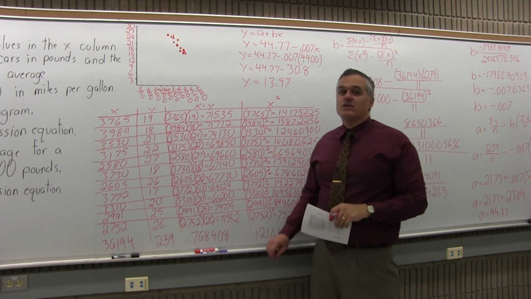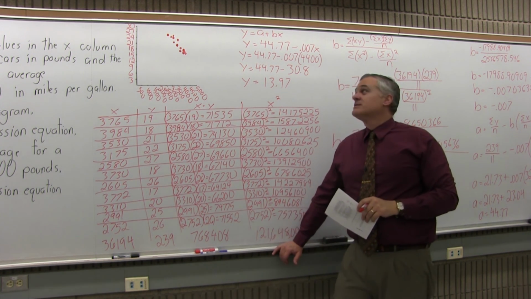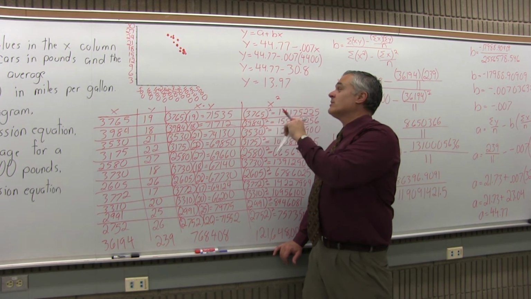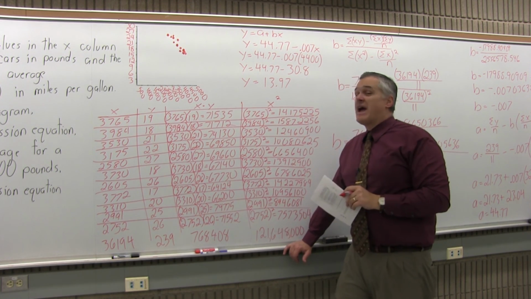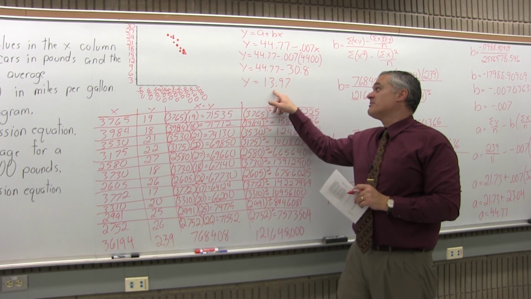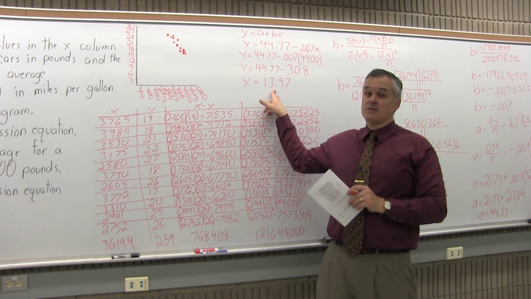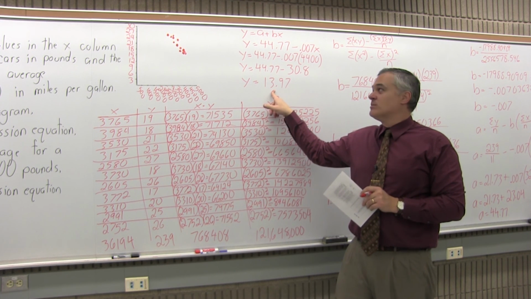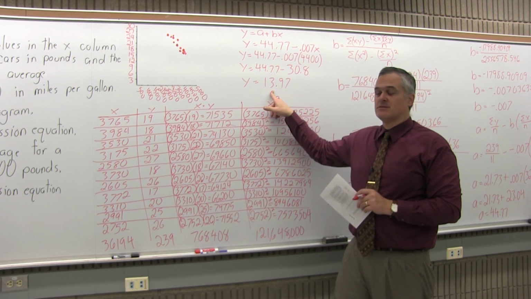So if you have a car so big that it weighs 4,400 pounds, the linear regression equation predicts that your average gas mileage, city and highway combined, will be, within some type of sensible round off, about 14 miles to the gallon. It's kind of low. Spend a lot on gas.